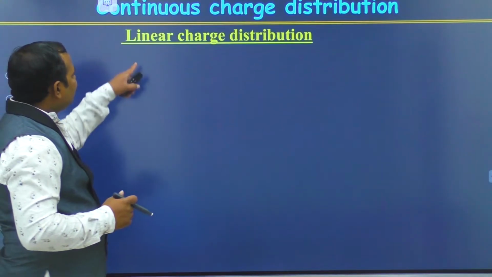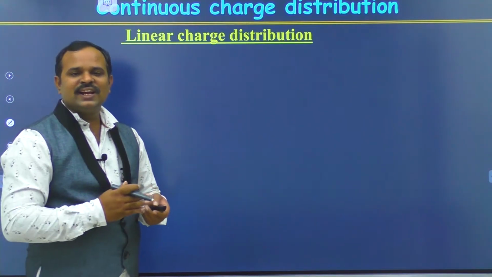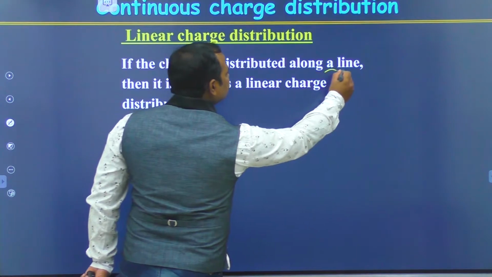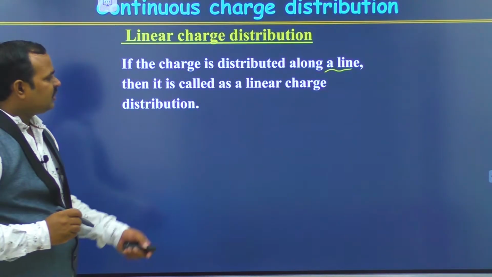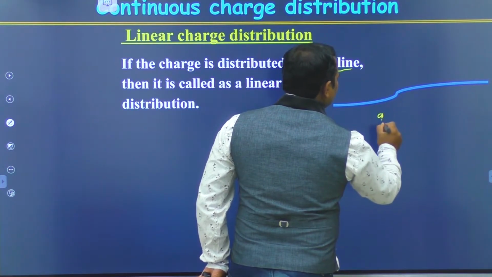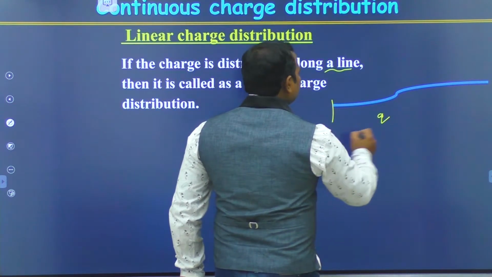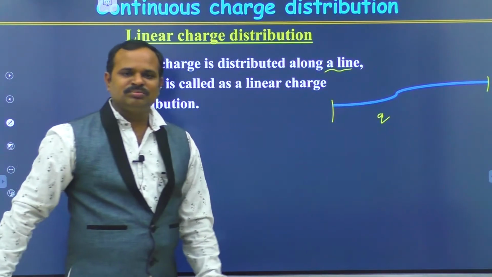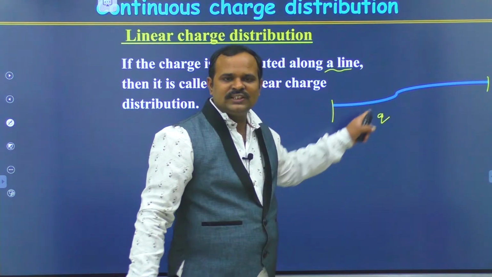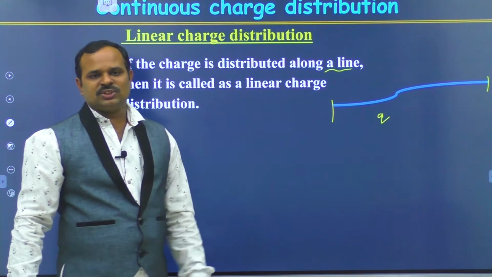For example, linear charge distribution. That means if the charge is distributed along a line, then it is called a linear charge distribution. You can see here this is a continuously distributed charge Q. This is the total charge on this line, and the charge is continuously distributed from here to here. So this is a line of charges, continuously arranged and distributed uniformly throughout the line. This kind of charge is called linear charge distribution.